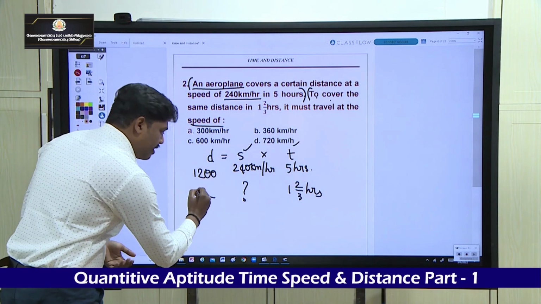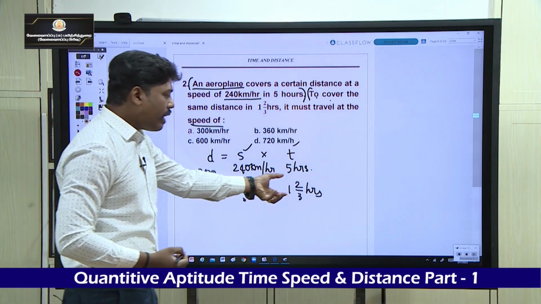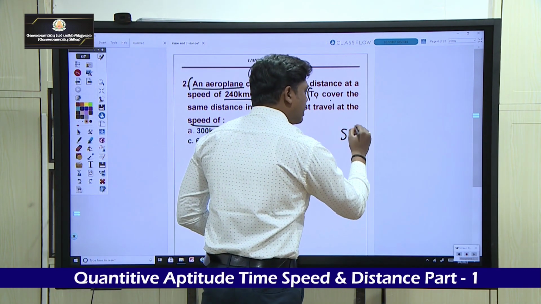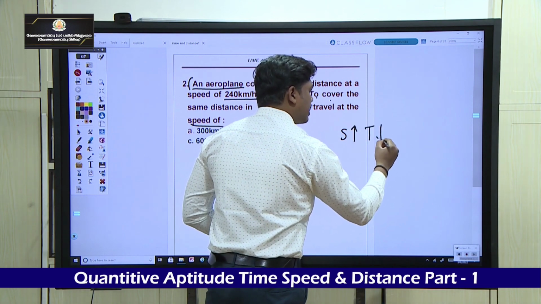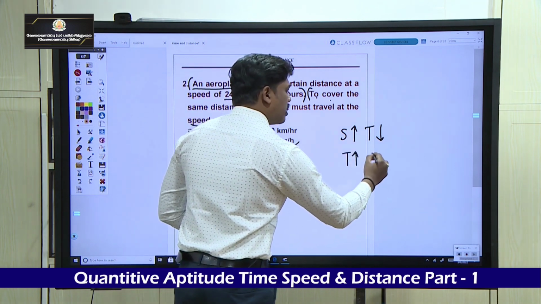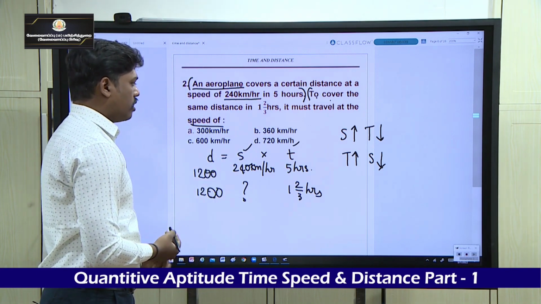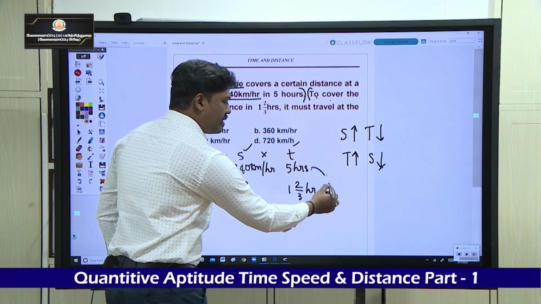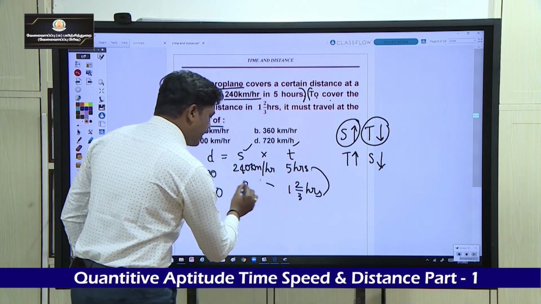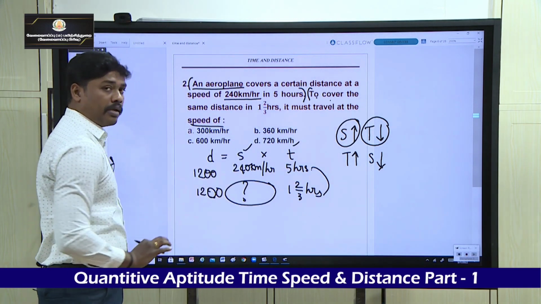So now to cover the same distance in 1 2 by 3 hours. What I said previously, if speed increases, time taken decreases, or if time increases, speed decreases. So what happens here? Here the time is decreasing. If time decreases, the speed needed would increase. So obviously the speed would be above 240.